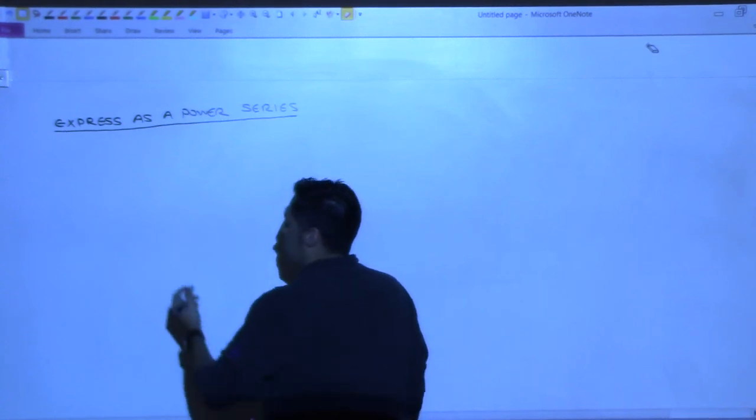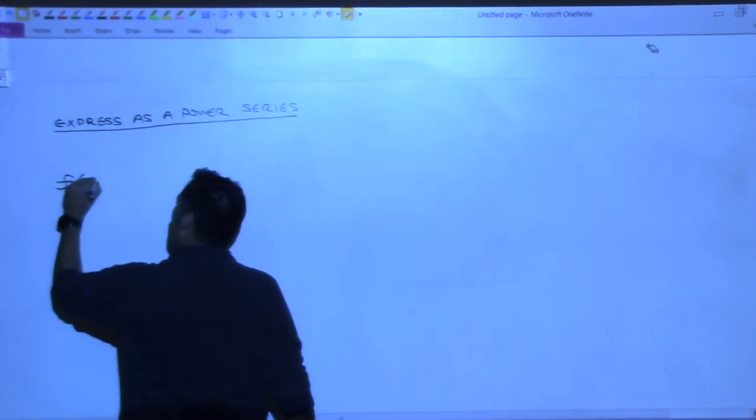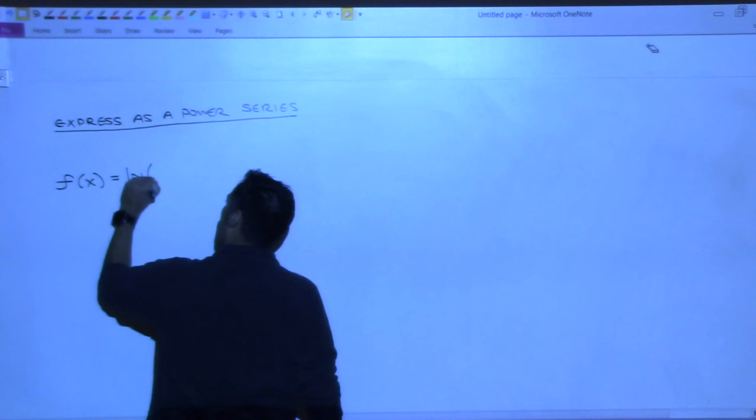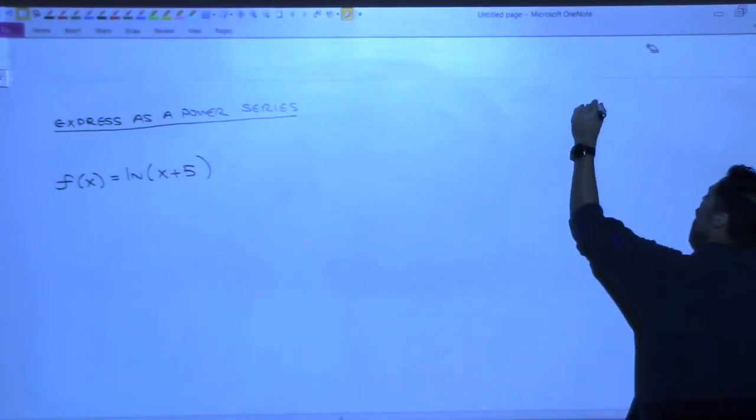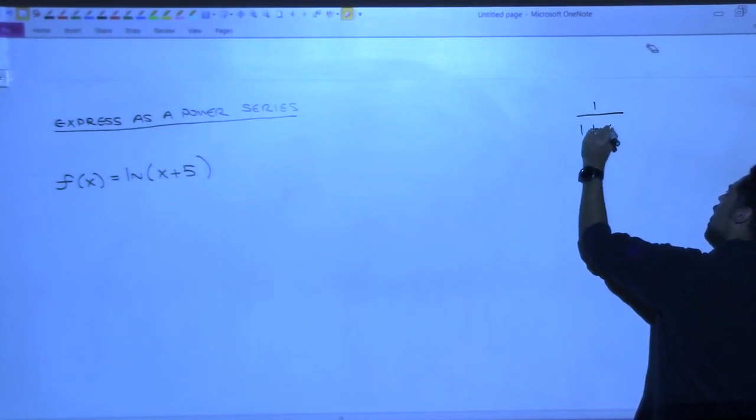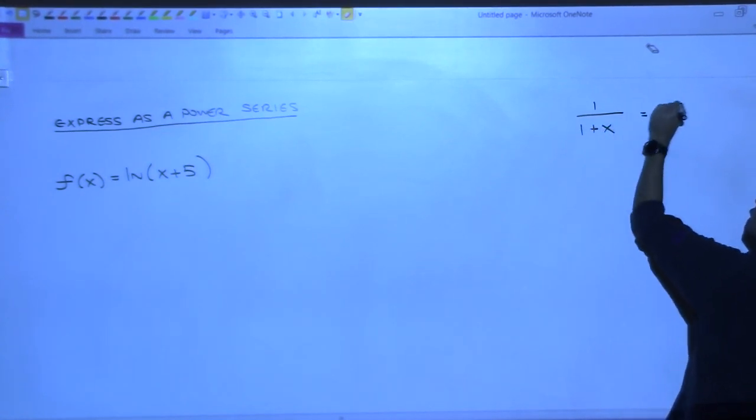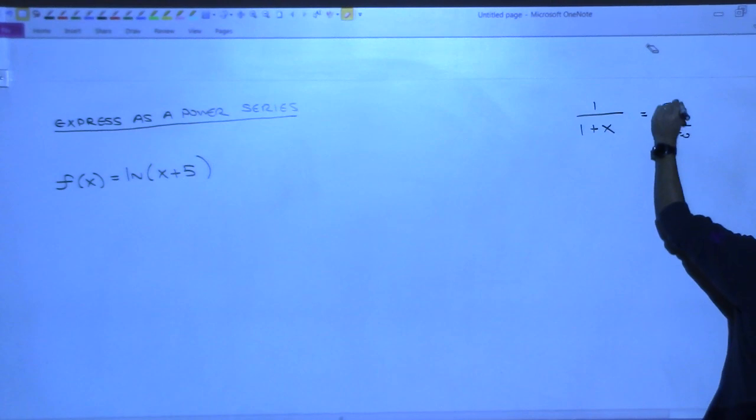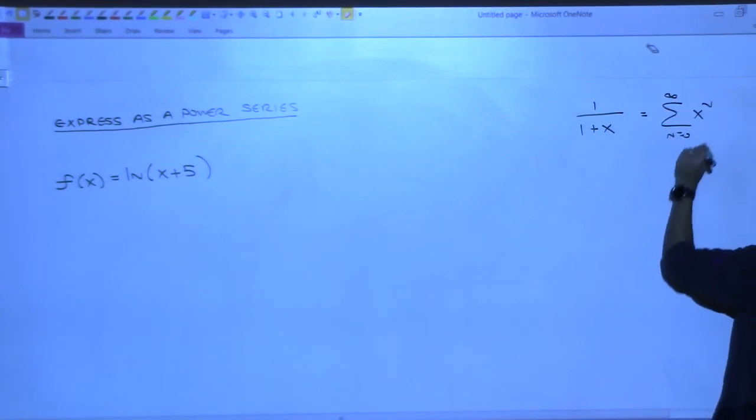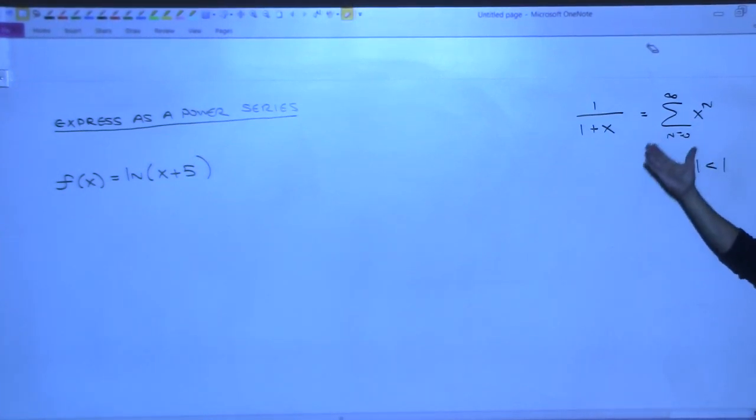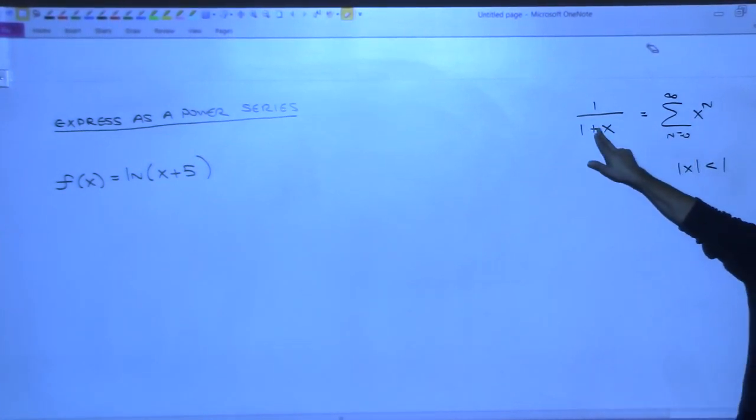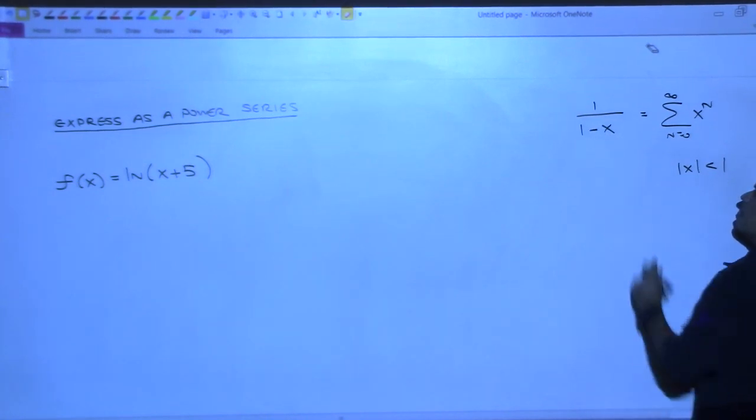Okay, expresses a power series. So we're back to 8.6. Okay, so we're back to 8.6, and we're trying to use this whole idea that if we have 1 over 1 minus x, that will be equal to the sum n equals 0 to infinity of x to the n, so long as the absolute value of x is less than 1. Do you all remember this? Right, this thing? Minus x. I don't know why I put plus x. Minus x.